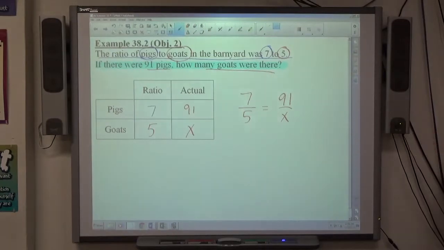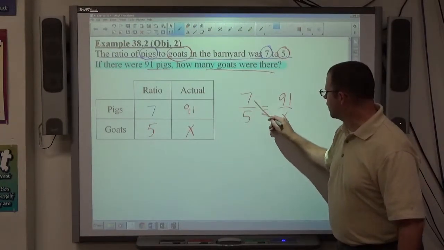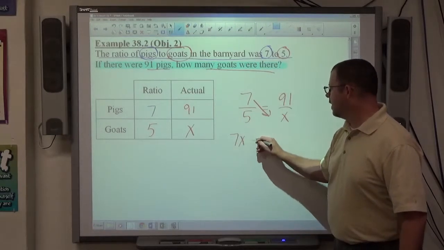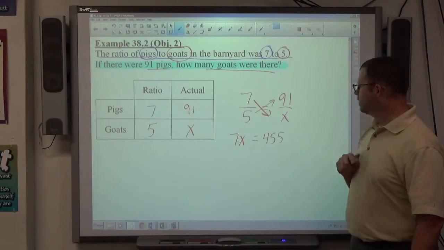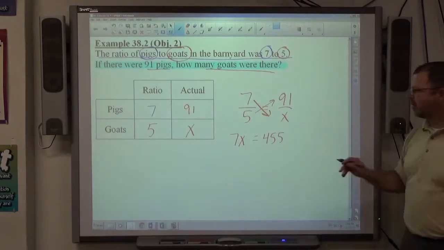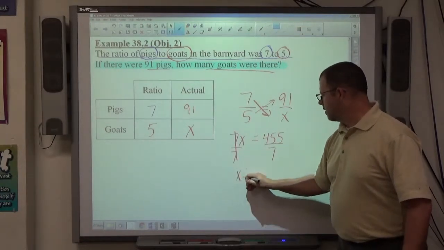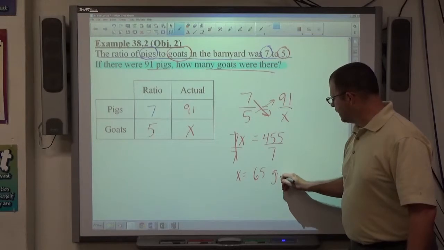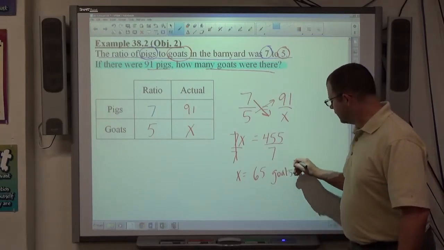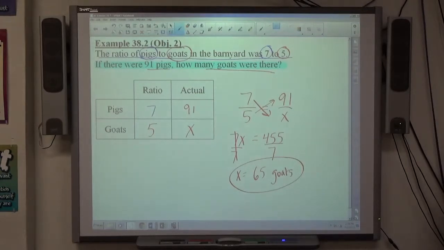And I can cross multiply right now and go ahead and get what I'm going to get. So if I did that, I'm going to get 7x for this product equals, and then 5 times 91 is 455. Then I simply have to divide both sides by 7. Let's see, that'd be 65 goats. All right, so we can find out exactly how many goats there were.